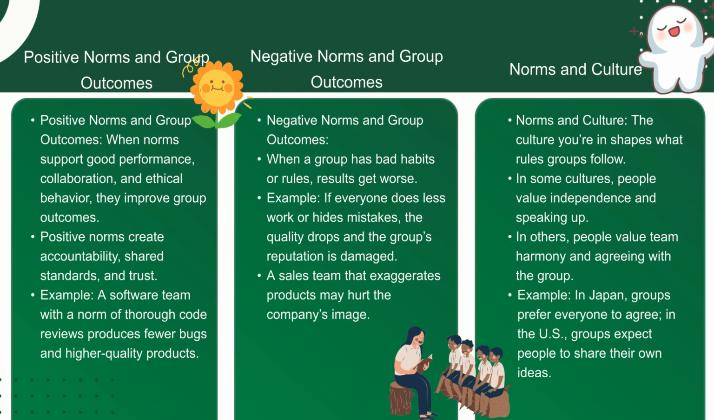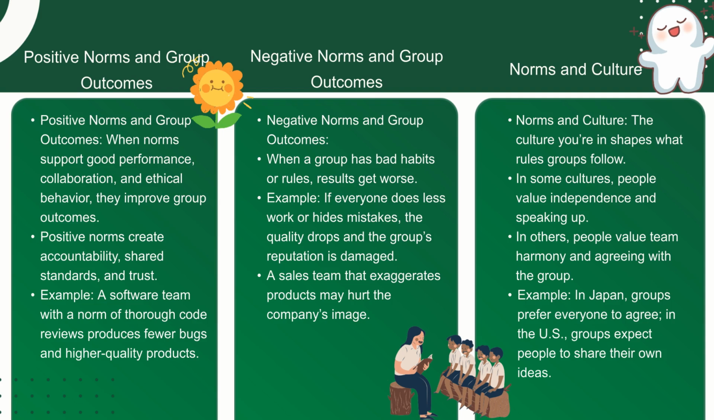4. Positive norms and group outcomes happen when group rules encourage good performance, teamwork, and ethical behavior. These norms build accountability, shared standards, and trust. For example, a software team that always does thorough code reviews produces fewer bugs and higher quality work. 5. Negative norms and group outcomes happen when a group develops bad habits or harmful rules. These norms can lower performance and damage the group's reputation. For example, if a sales team exaggerates products or hides mistakes, it can hurt the company's image and trustworthiness.